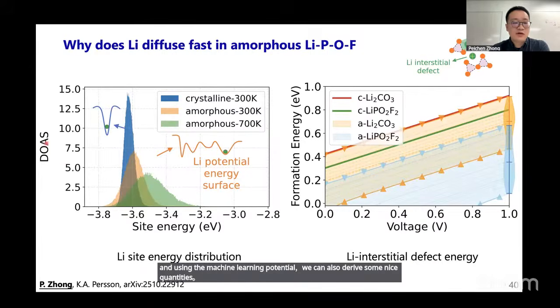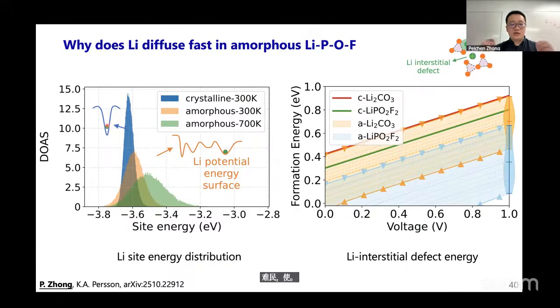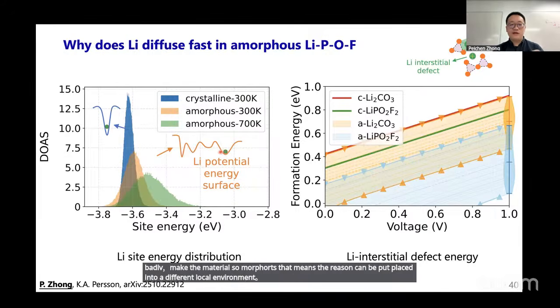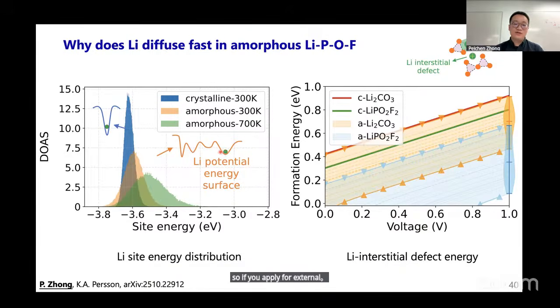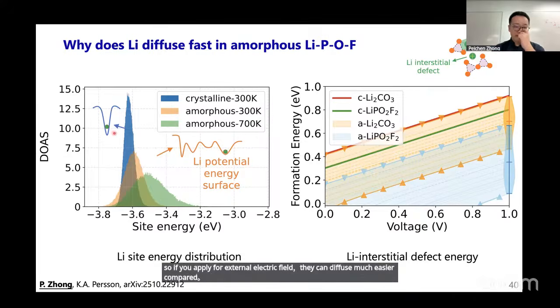And using the machine learning potential, we can also derive some nice quantities. That's the density of atomic states. For example, you can use the graph node to predict the site energy and do a histogram of the site energy. For the crystalline material at 300 K, we can see the distribution is very narrow. That means the lithium is locked into a very deep local potential. You need a very high thermal activation to activate the transport or the hopping of the lithium. But if you make the material amorphous, the lithium can be placed into different local environments that have a more flattened or frustrated energy landscape. So if you apply an external electric field, they can diffuse much more easily compared to the crystalline material.